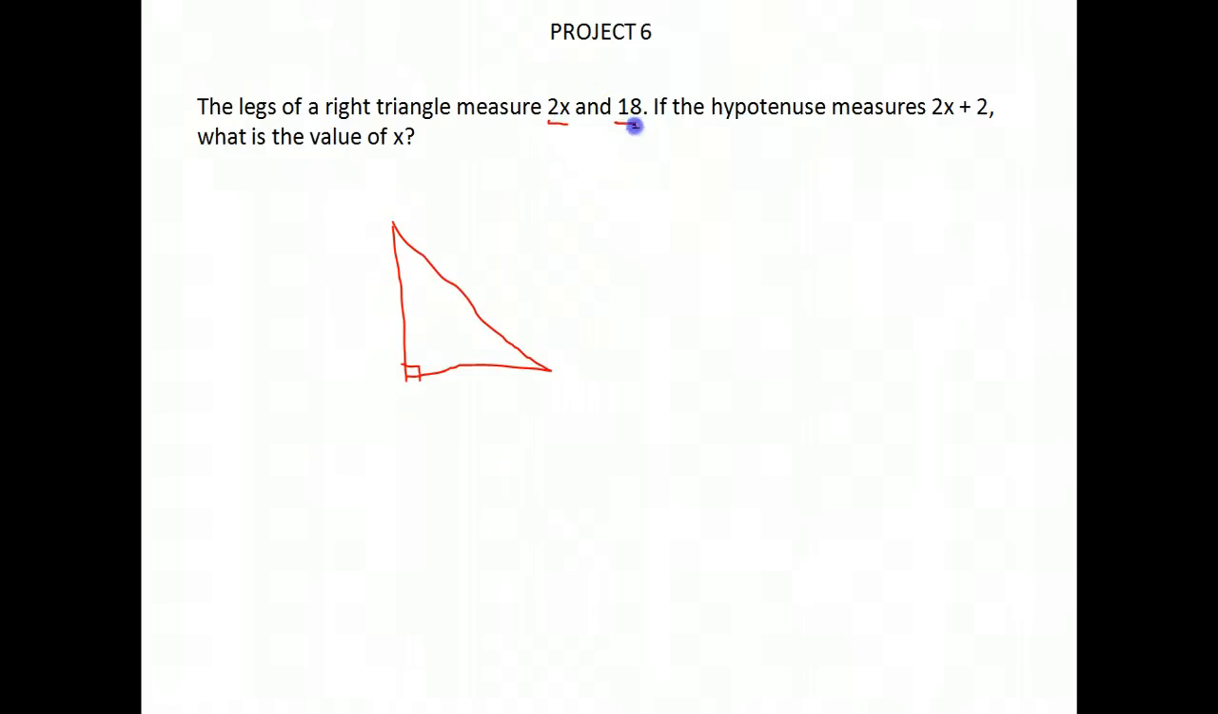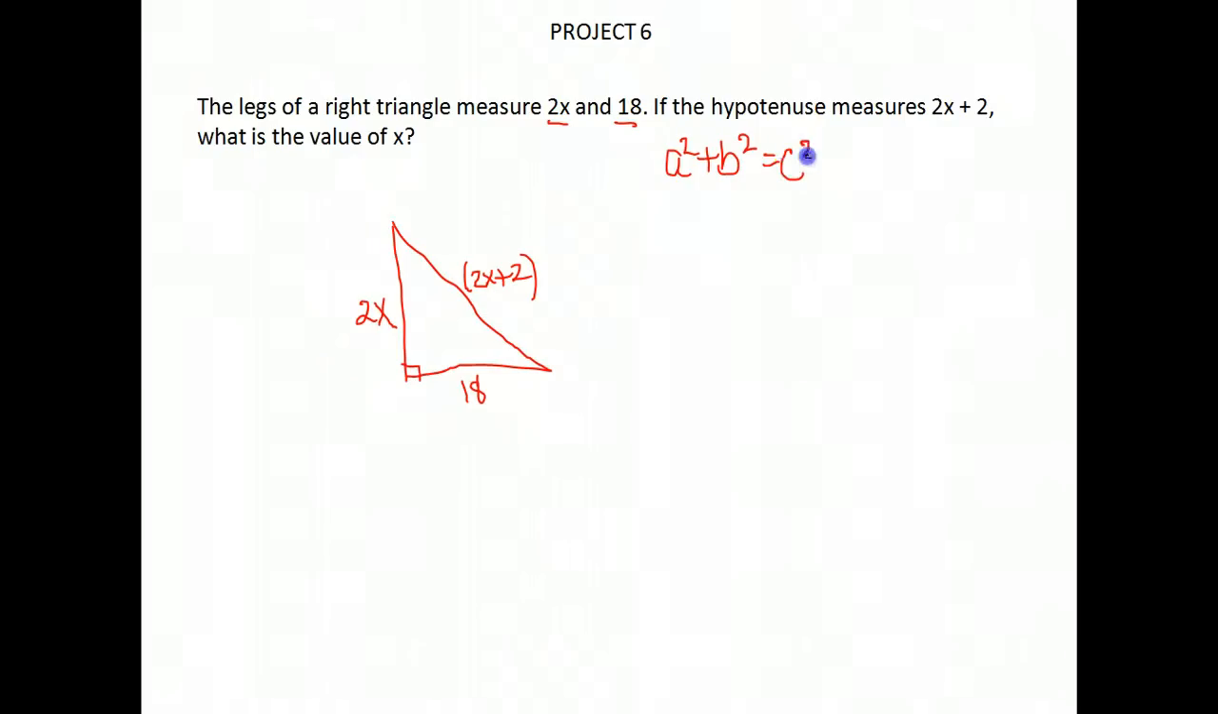Measure 2x and 18. So remember, the legs are the two sides touching the right angle. The hypotenuse measures 2x plus 2. So over here on my hypotenuse, it's 2x plus 2. What is the value of x? Well, we have the sides of a right triangle, so we know we can use the Pythagorean theorem.